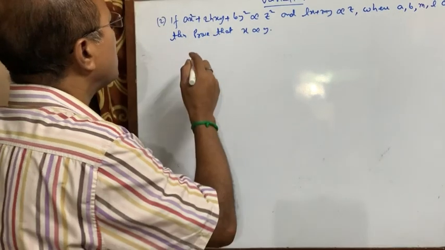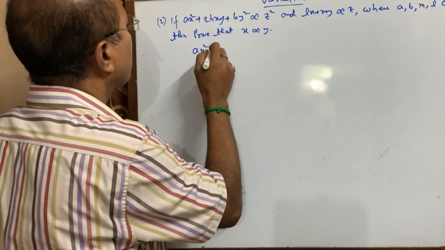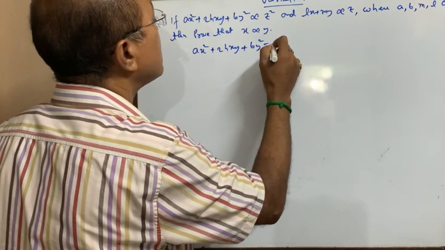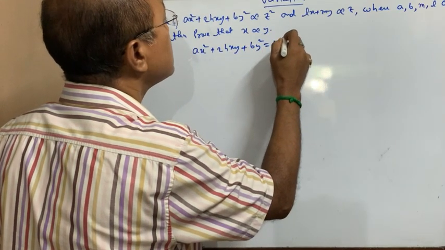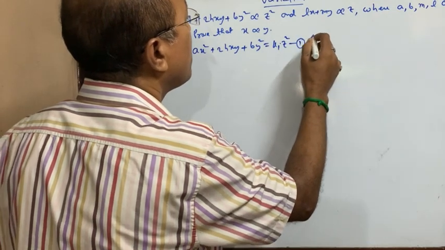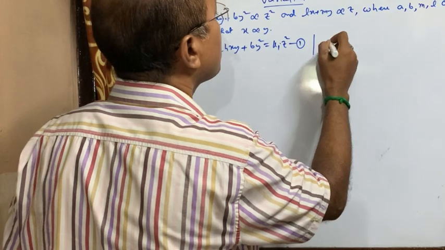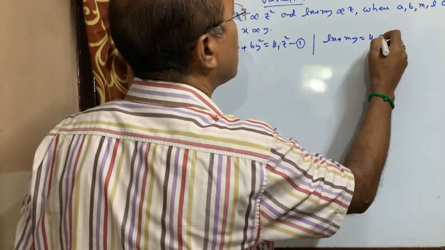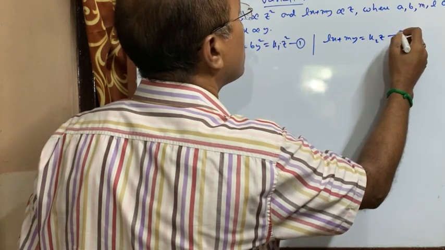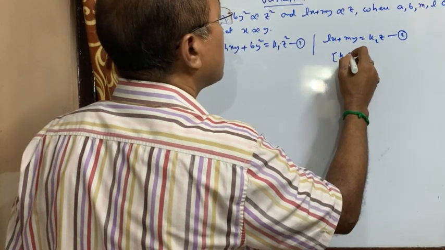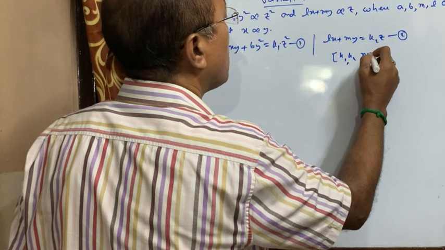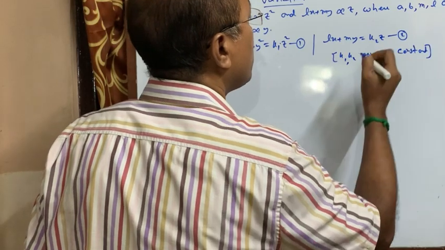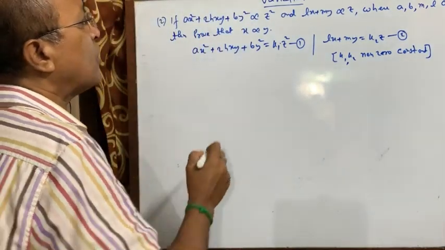Now we can do one thing. We can write ax square plus 2hxy plus by square is equal to k1 z square, and here you can write lx plus my is equal to k2 z, where k1 and k2 are non-zero constants. Now we are doing one thing.